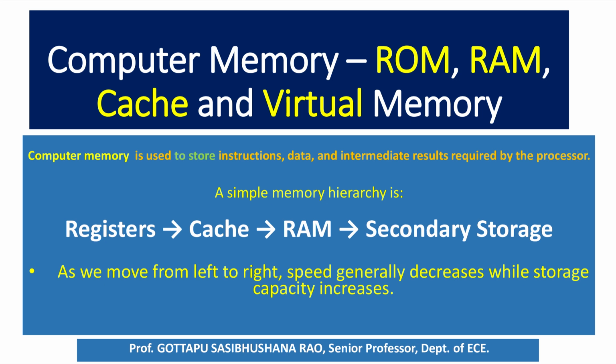Computer memory stores the instructions, data, and intermediate results required by the processor. A simple memory hierarchy is registers, cache, RAM, and secondary storage. As we move down this hierarchy, speed generally decreases, while storage capacity increases.